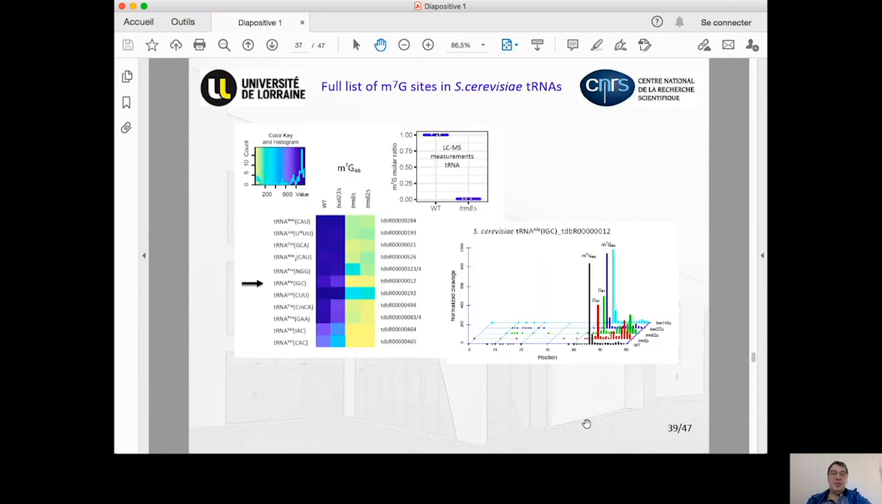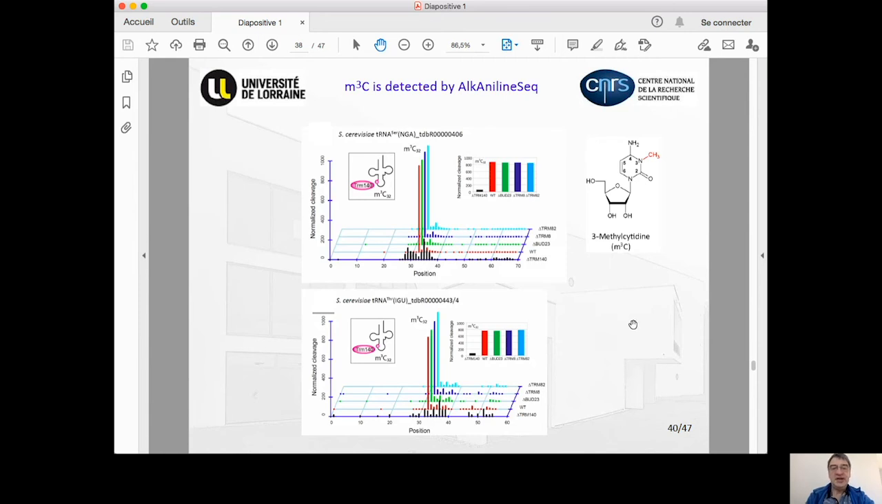So we established the full list of m7G sites in yeast Saccharomyces cerevisiae tRNAs, and we found that some other modified nucleotides, like dihydrouridine, which is shown here, also give some measurable signals in AlkAniline-seq. So we inspected a full list of different tRNAs in yeast, E. coli, and human, and found that m3C, which is present at position 32 in many tRNAs, at least tRNA serine and tRNA threonine, also gives a very nice signal for AlkAniline-seq. And it disappears in the TRM140 strain, which is responsible for methylation of cytidine.